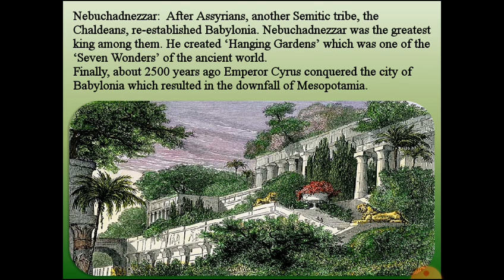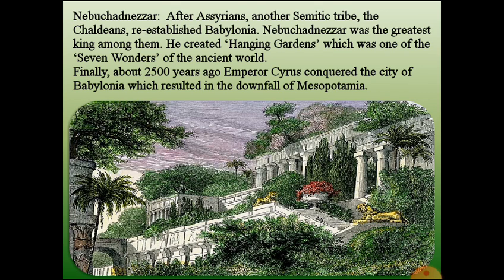Finally, about 2500 years ago, Cyrus conquered the city of Babylonia, which resulted in the downfall of Mesopotamia. Now here you can see in the picture, this is called the Hanging Garden. You must have thought that a hanging garden maybe hangs from this side to that side, but it is not so.